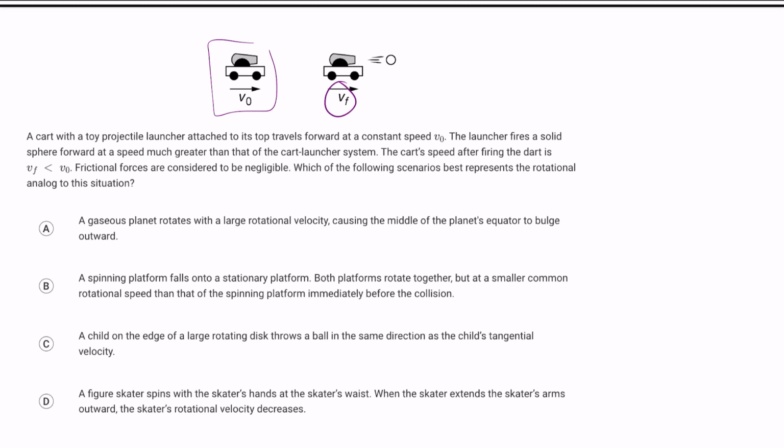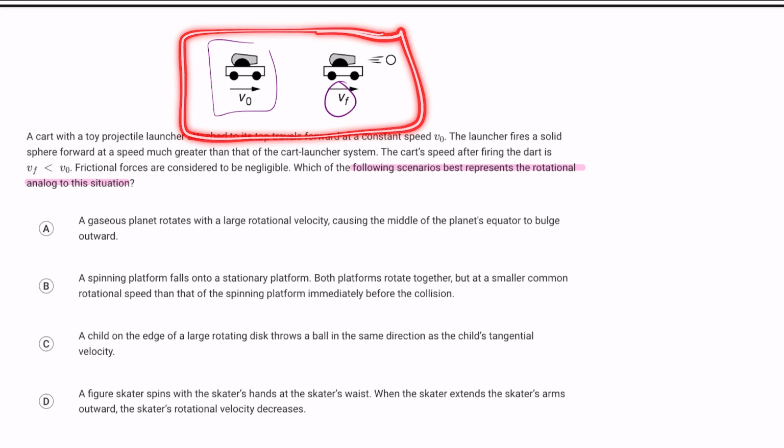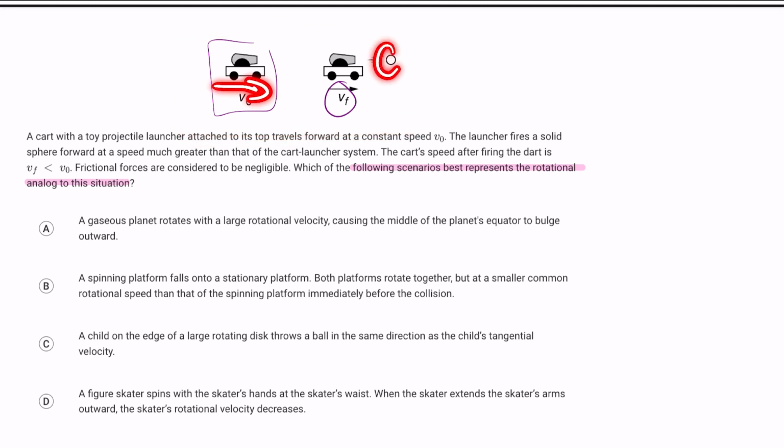Which of the following scenarios best represents the rotational analog to this situation? Okay, I can see that last sentence actually being kind of confusing to a lot of students. This question is really just asking you to, and let me highlight what I'm talking about here. Which of the following scenarios best represents the rotational analog to this situation? All right, so clearly this is a linear problem. This is a linear translational problem, and it means an object is moving in a straight line and the object that it interacts with is also moving in a straight line, okay? There's nothing rotational or angular about it.